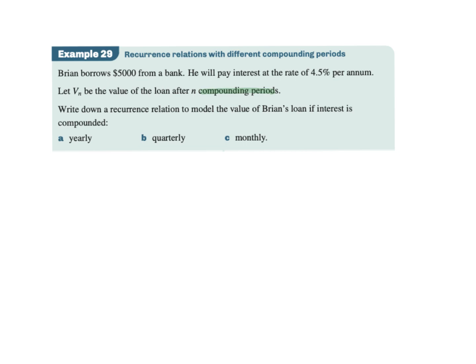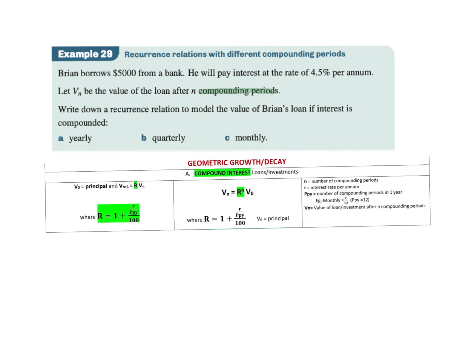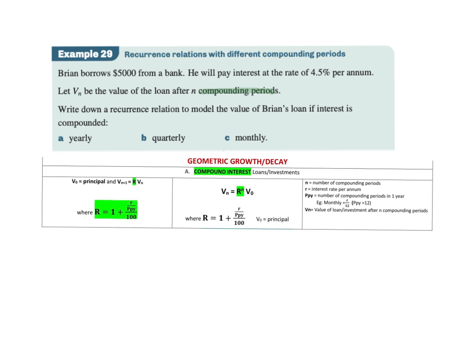Okay. So this is what I'm looking at on my sheet, and when I go to answer it, I can see when I do A, I would have to first find the recurrence relation. So what's our V0 in our example for every one of them? It's going to be 5,000. And you can see we've got to find the R in the different scenarios.